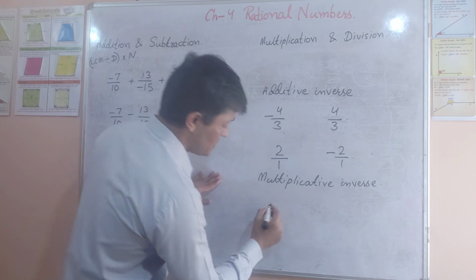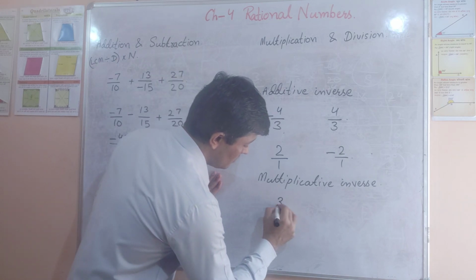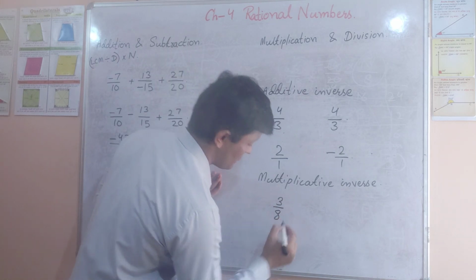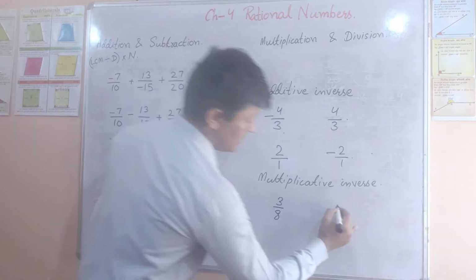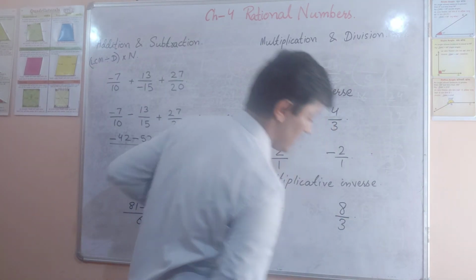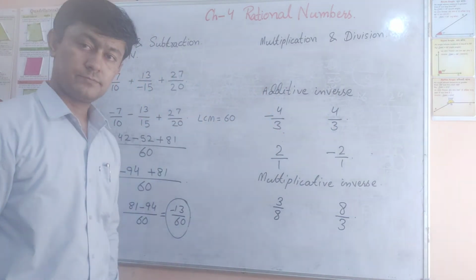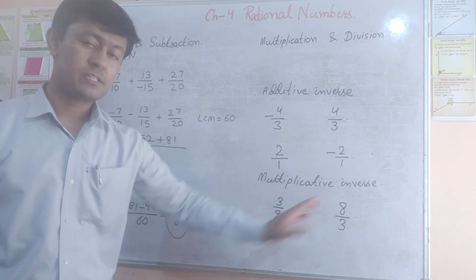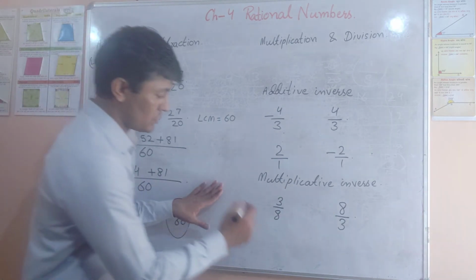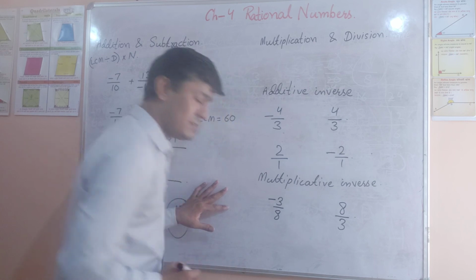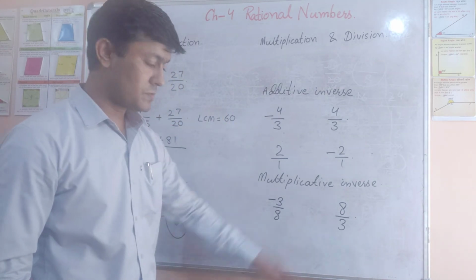Okay, suppose take an example, 3 upon 8. This will be 8 upon 3. Right? Just take the reciprocal of it. Suppose I am going to take the next one, minus 3 upon 8. So this will become minus.